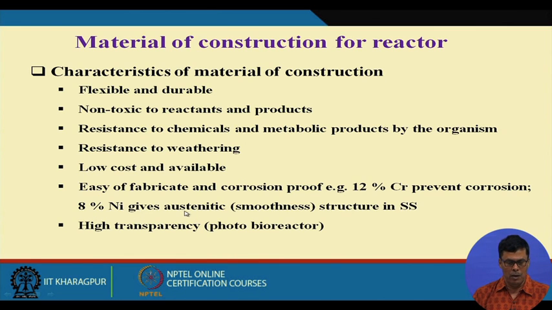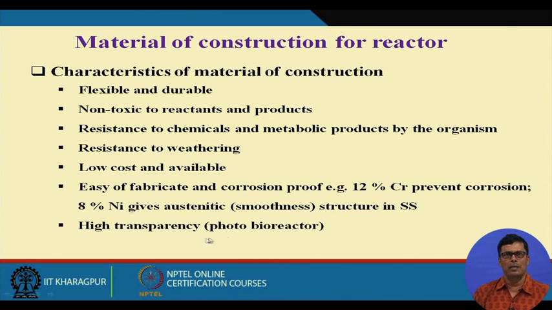it gives the austenitic structure, which is called the smoothness structure of the stainless steel. And we have even seen that if we use a little bit of molybdenum, that further increases the acid resistant property of the stainless steel. So different types of stainless steel have been used as a material of construction in the chemical industry, biochemical industry. In the home also we use stainless steel. So different types of stainless steel we use.